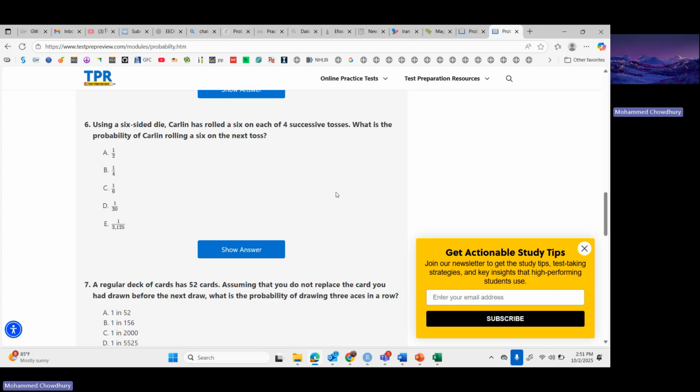Now the problem is a person draws a dice successively. Each time he got 6, and then the 5th time he draws. What is the probability it will be 6 again? Each time he draws, that is independent of the others. So that is 1/6.